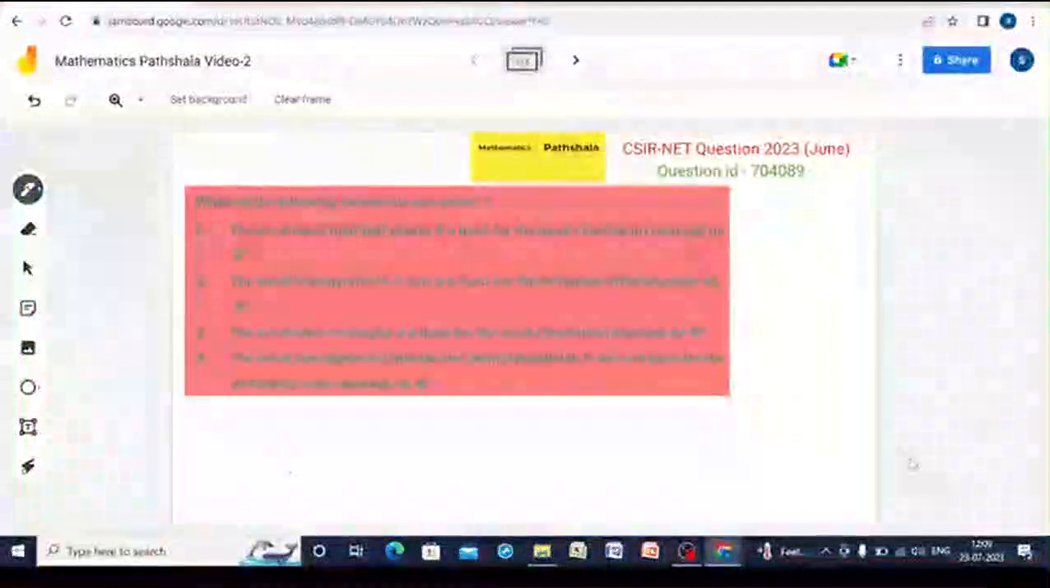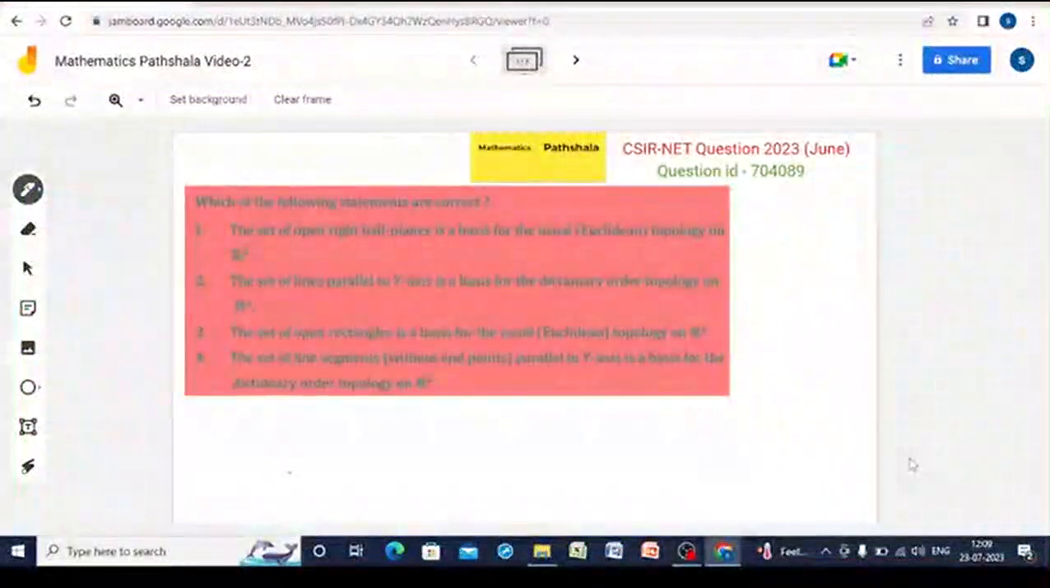This is another CSIR NET question of 2023 June, and 704089 is our question ID, and the problem is seen here. This is another problem on topology. Which of the following statements are correct?